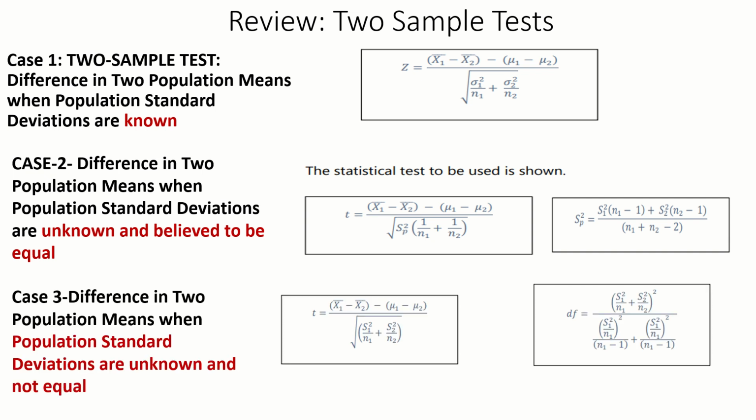Then we are going to use another case, called difference in two population means when population standard deviations are unknown and not equal. Population standard deviations are unknown and not equal. Okay, this is the case.